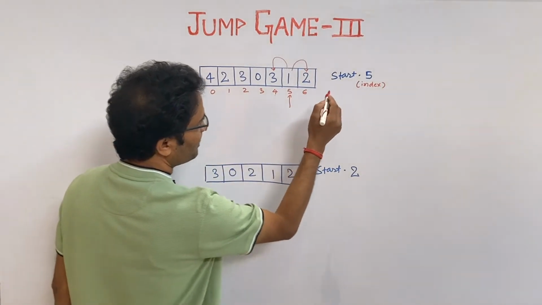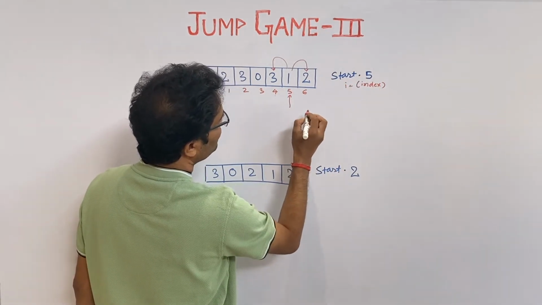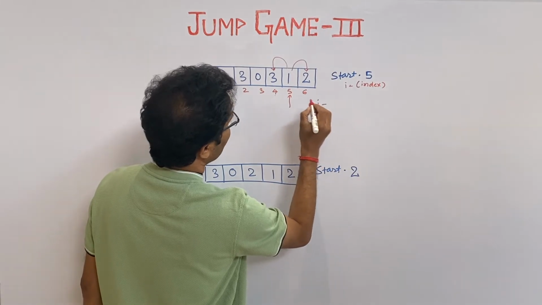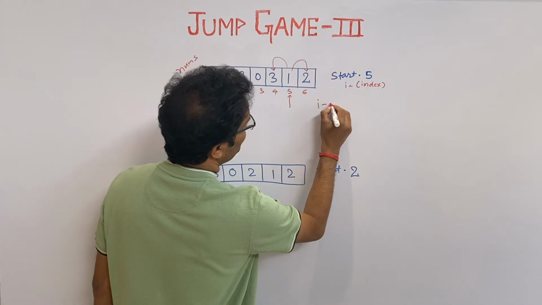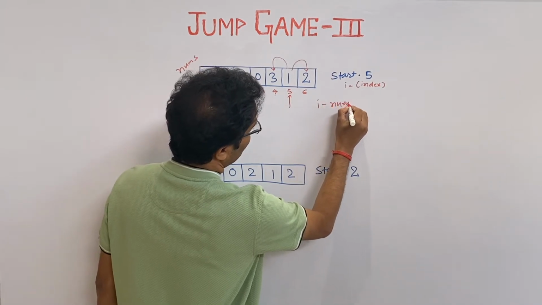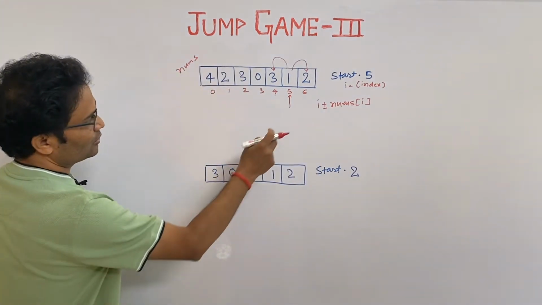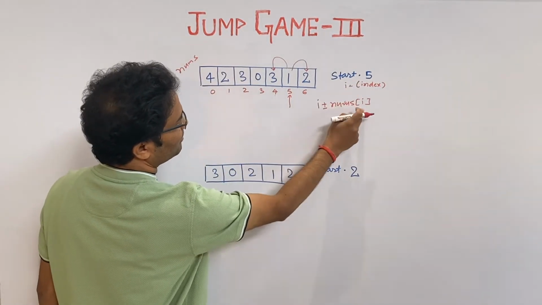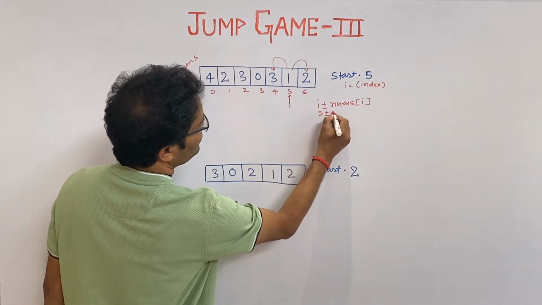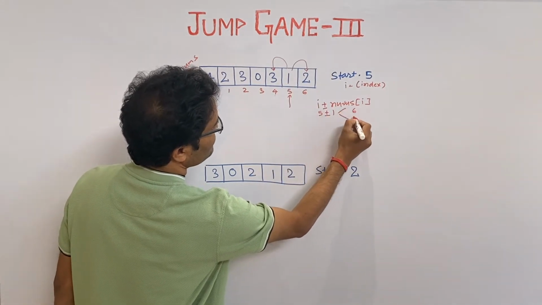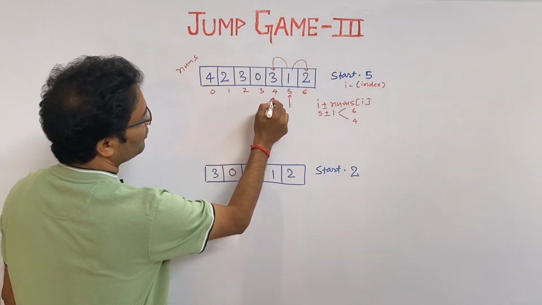So you mean to say, if this index is denoted by i, and this array name is nums, so you can move to i plus or minus nums[i]. So in this case i is equal to 5 and nums[i] is this 1, right? So you can move either to the 6th position or the 4th position, right? So we can come to the 4 and the 5.